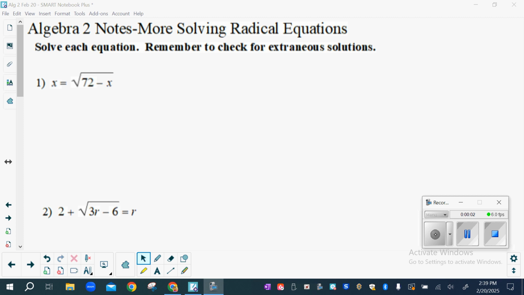This is the last day of solving the equations and remembering to check for extraneous solutions.